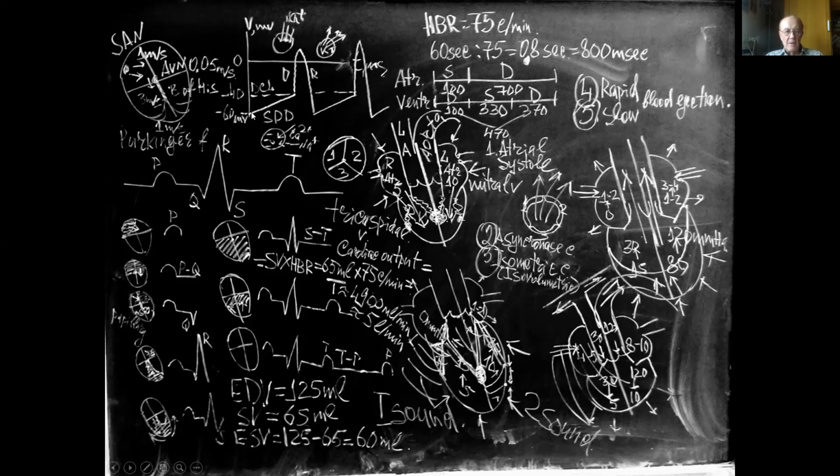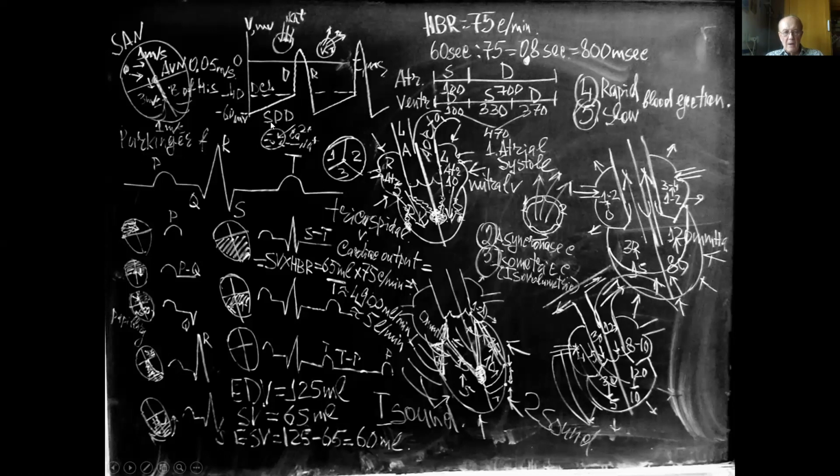The maximum negative electric charge which we register with the help of a microelectrode at the inner surface of this cell is minus 70 millivolts. Then there is no resting membrane potential. The potential little by little decreases. It is known as slow diastolic depolarization. Slow in comparison with the rapid depolarization. This is the rapid one, the beginning of the action potential.